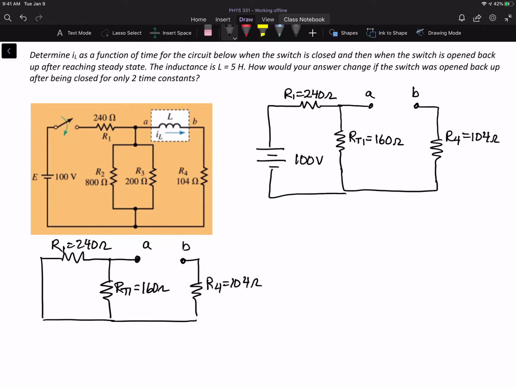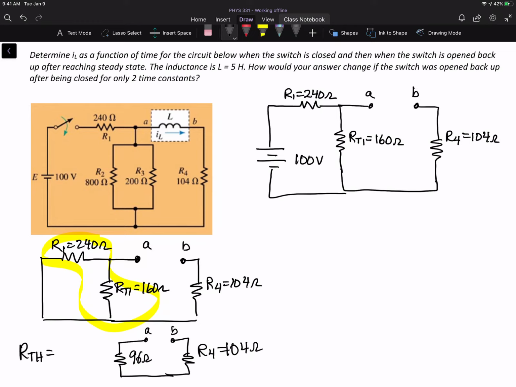So I can combine those two resistors, which are in parallel, into an equivalent resistance. And when I combine those together, I get 96 ohms. And now I'm interested in knowing what the resistance is across AB. And those two resistors are in series, so my Thevenin equivalent resistance is just going to be equal to 200 ohms.